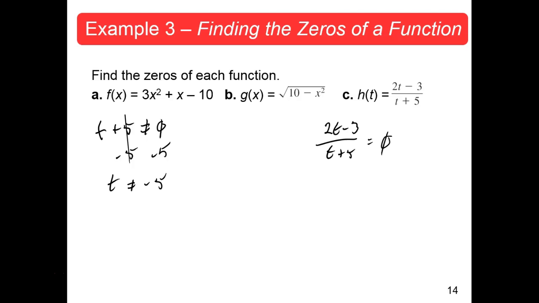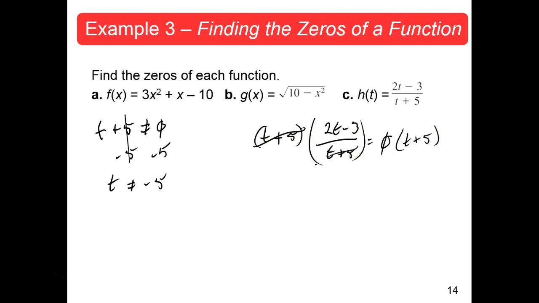Okay. Now, there's a couple ways you can proceed here. What would you like to do on a problem such as that? Okay, what are you going to multiply? Multiply by the denominator. Why do you want to do that? Because she doesn't like fractions. She wants to get rid of that denominator. Okay, multiply both sides by t plus 5. And what that does is wipe out the denominator here.